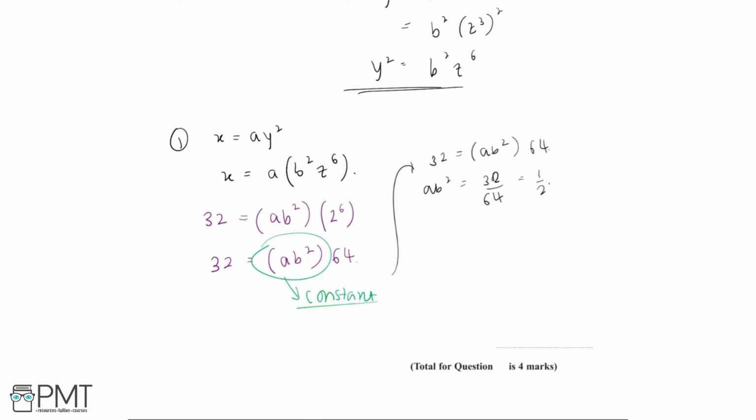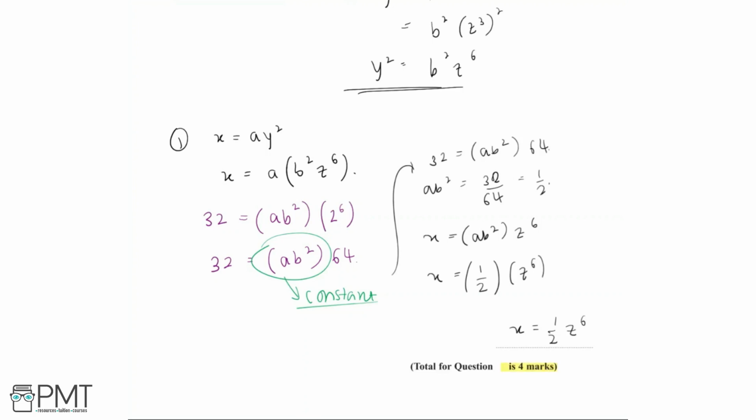Bringing it back to this equation, where we said that x equals a b squared z to the power of 6, we now know that a b squared is equal to 1/2. And so we can say that x is equal to 1/2 multiplied by z to the power of 6, which is our final answer, because we've now found a formula for x in terms of z. So x is equal to 1/2 z to the power of 6.